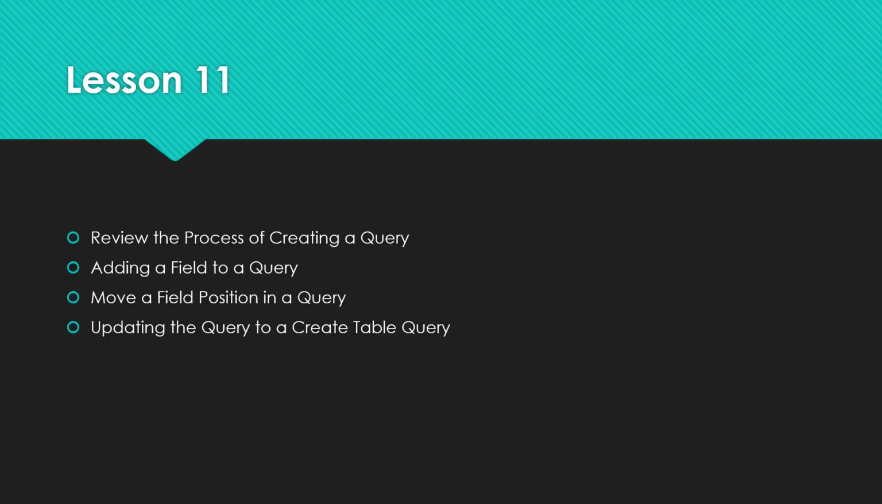In the lesson today, we're going to review the process of creating a query. We're going to be adding a field to the query. So what I mean by this is we already got our query done, but now we want to add a field to it that we forgot to add. Then we're going to move a field position in the query. So after we add that field, we don't want it to be where it's showing up, so we're going to move it so it shows up in a different area of the query when we run it. And then we're going to be updating the query so that it creates a table query.